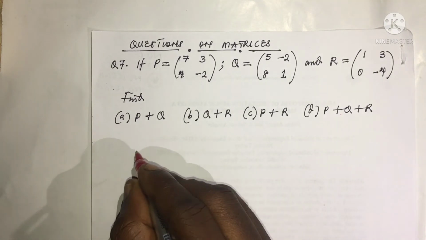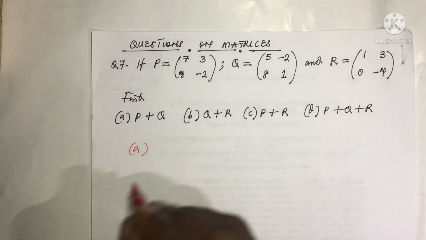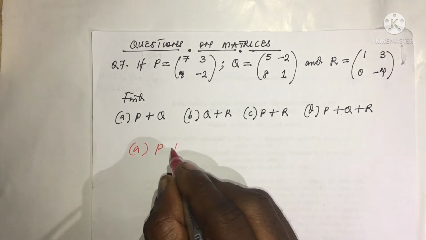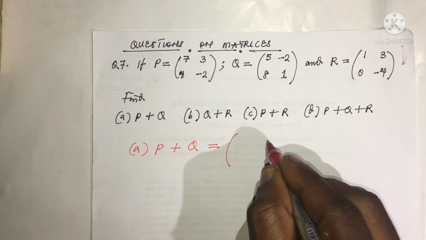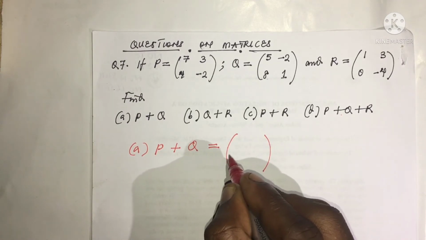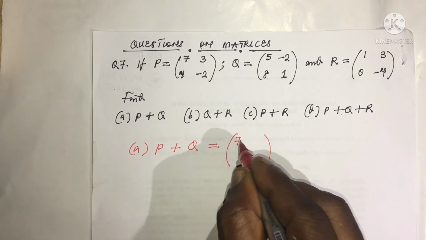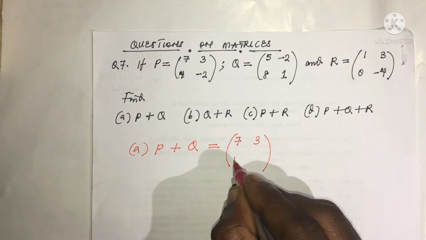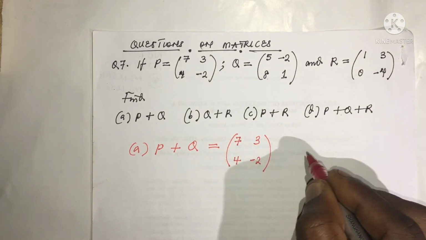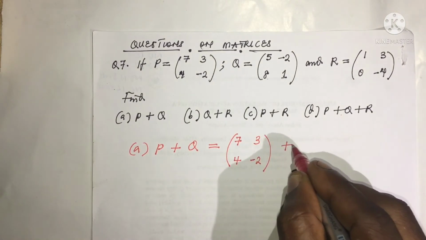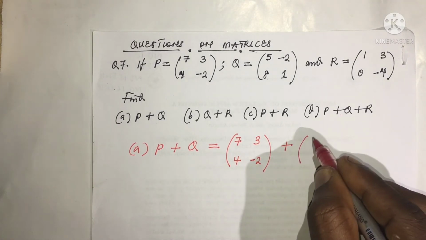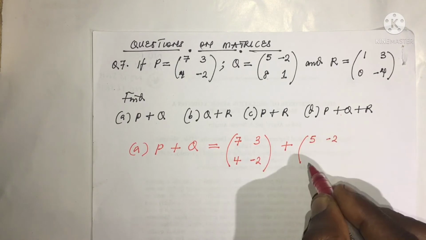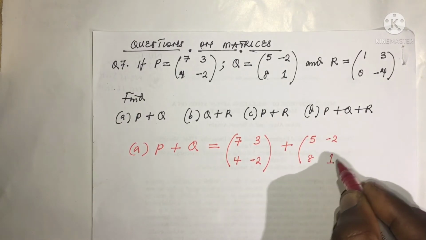So I'm going to put problem A here. Problem A requires that we obtain P plus Q. So what is P plus Q? Let's bring the matrix P here. The matrix P is 7, 3, 4, and minus 2. And that adds to the matrix Q. The matrix Q is 5, minus 2, 8, and 1.